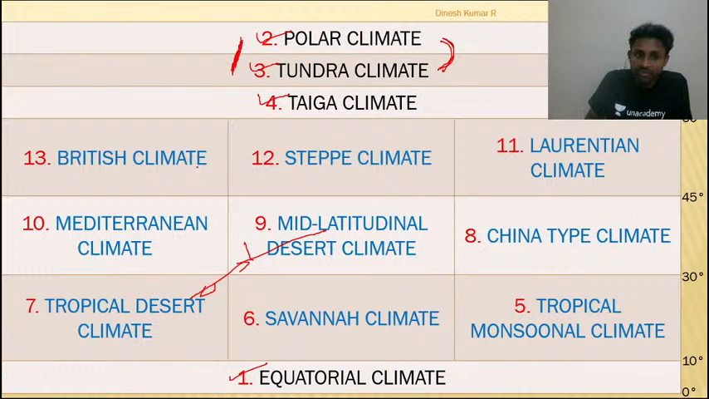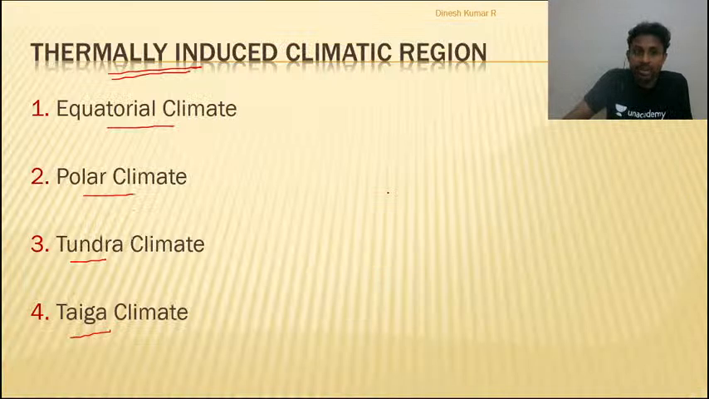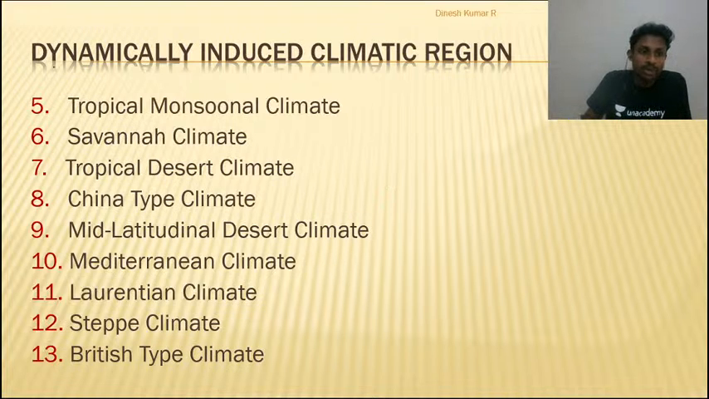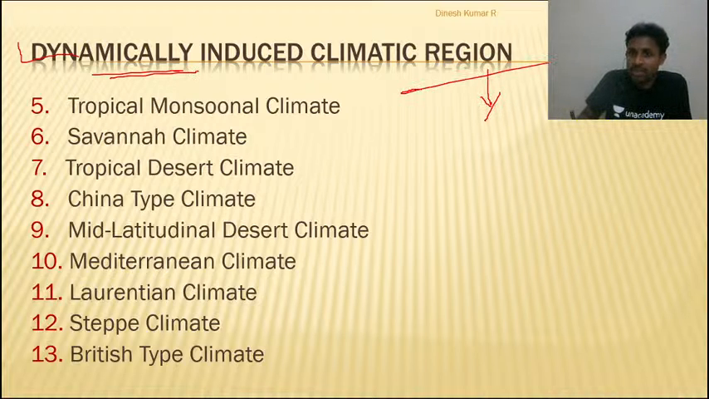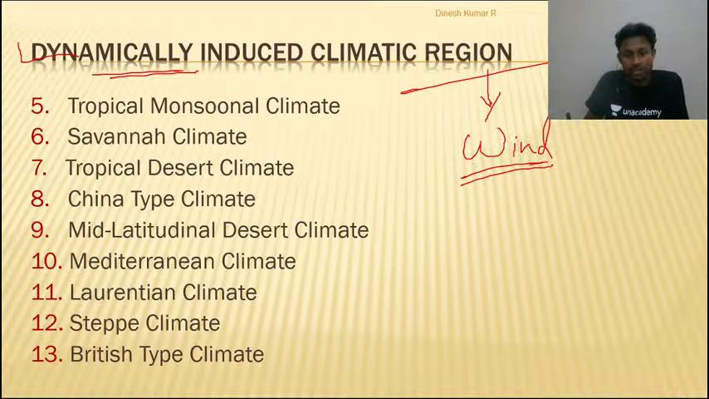The others, 5 to 13, are basically referred to as dynamically induced world climatic regions. What are dynamically induced world climatic regions? They are those climatic regions which are formed as a result of wind. We know that there are different types of winds. What are these different types? We have trade winds, westerlies, and polar easterlies. Based on those winds, these climatic conditions are developed. That is why we call them dynamically induced climatic regions, right? We will try to understand how they are dynamically induced.